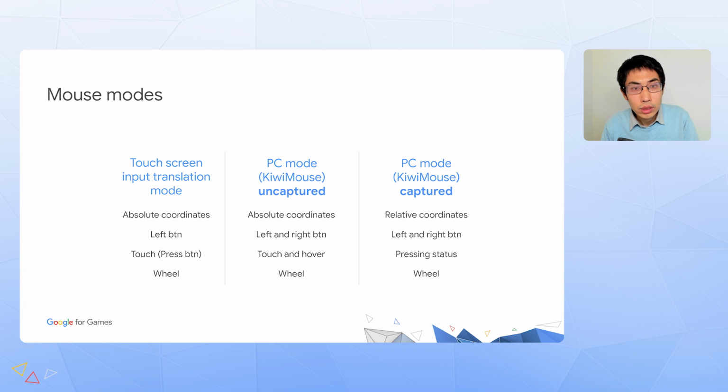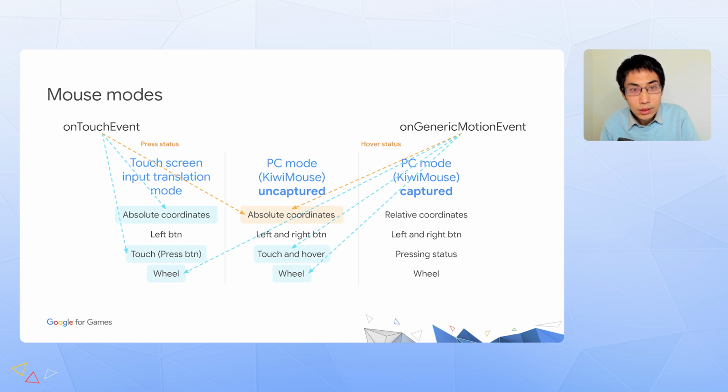Pointer capture mode will not show a pointer, so there is no hover status. You can get the up or down status of all mouse buttons and the relative coordinates. The listeners of onTouchEvent and onGenericMotionEvent are used here for different purposes. Some of the data are retrieved by onTouchEvent, and other parts are retrieved by onGenericMotionEvent. I will show you the relation between listener and data here.